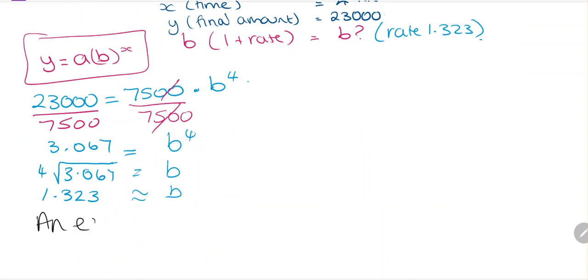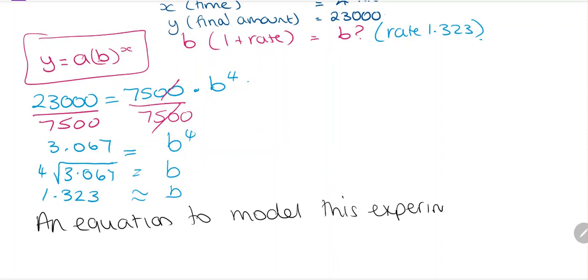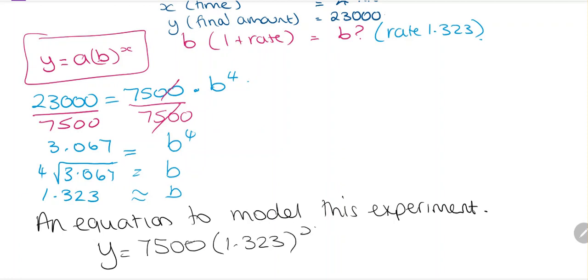So an equation to model this experiment. So Y is equal to, and we need to use, so we've got the initial amount, which is 7,500. This is multiplied by our rate, which is 1.323, and this is to the power of X.